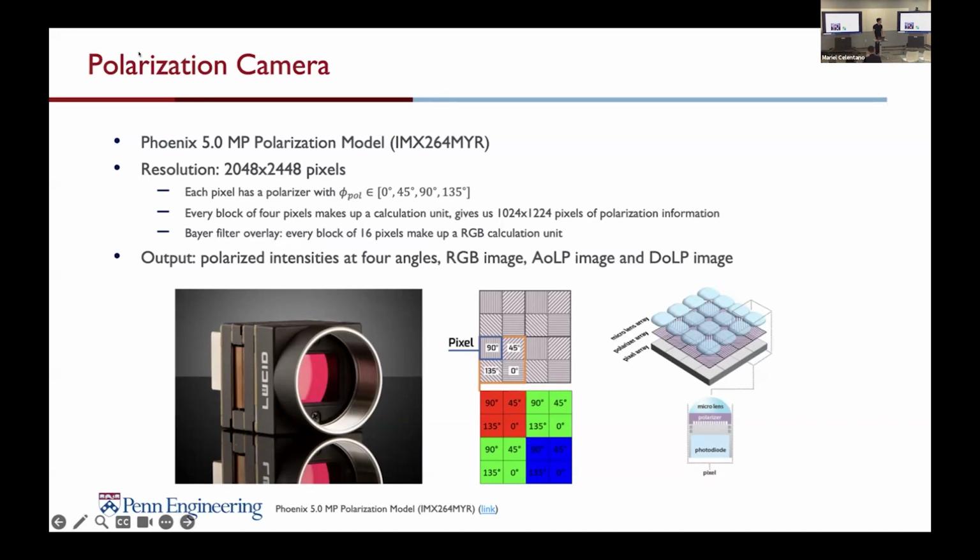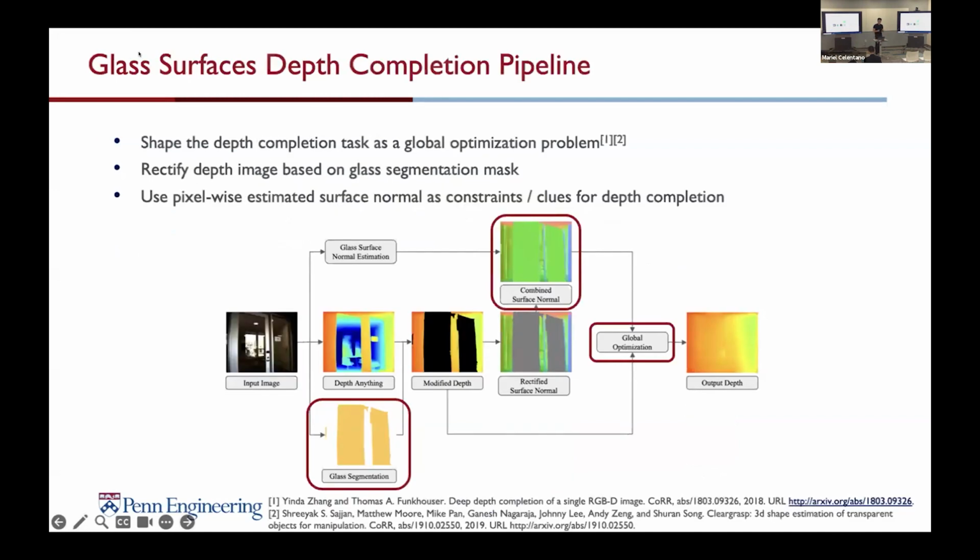Therefore, every block of 4 pixels will make up a calculation unit, which gives us 1,000 times 1,200 pixels of polarization information. Our specific model comes with a Bayer filter overlay, which means that every block of 16 pixels will make up a mega calculation unit, which gives us RGB information. As a summary, this polarization camera gives us polarized intensity at 4 different angles, and from that, we can derive RGB images and the angle and degree of linear polarization. Now we can take a look at an overview of the entire pipeline proposed by this work.